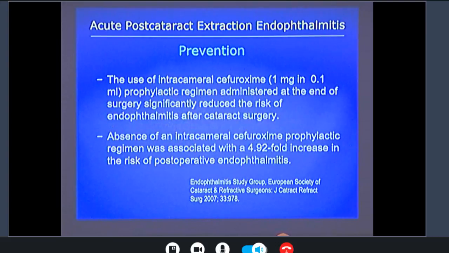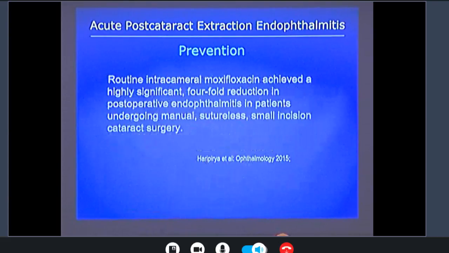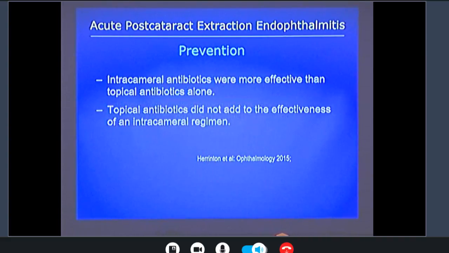Again, many studies showed that the use of intracameral cefuroxime, 1 milligram in 0.1 ml, reduced the risk of endophthalmitis. This has been shown in many studies. But as I said, I don't agree that we need to use it routinely, but we use it in high-risk cases, as I discussed in the introduction. Again, more recent studies showed that moxifloxacin injection into the anterior chamber at the conclusion of cataract surgery is also reducing the risk.